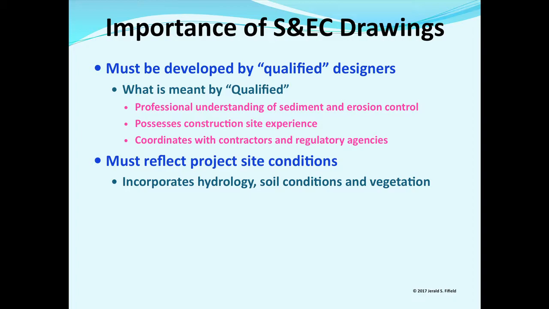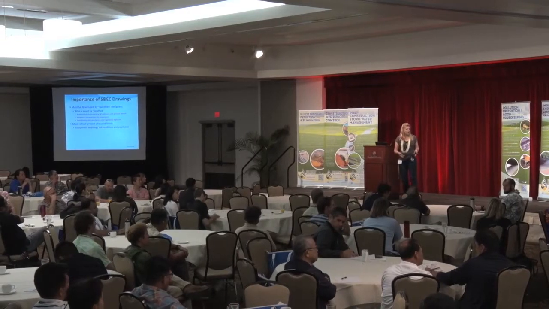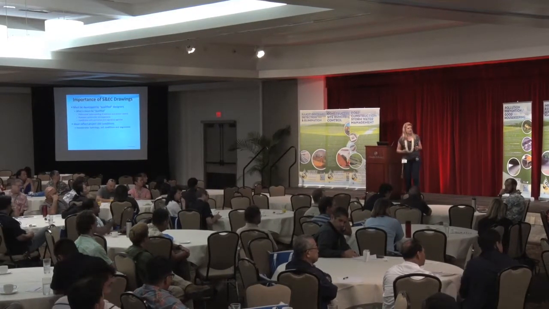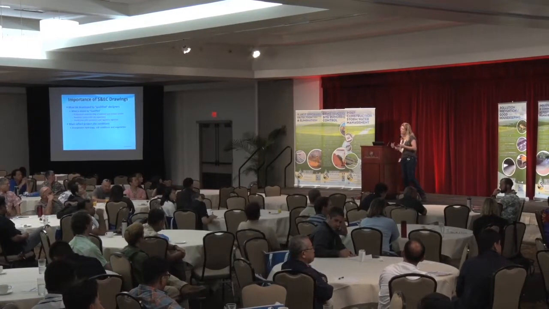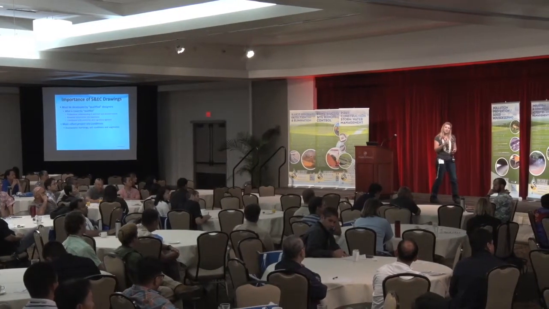If you look at the HAR and everything, it gives you guidance as to what should be included on what they call the site map or the drawings itself. But it incorporates hydrology, soil conditions, vegetation. Those are just a couple items of what should be included and should be known about to be able to do a good set of drawings.